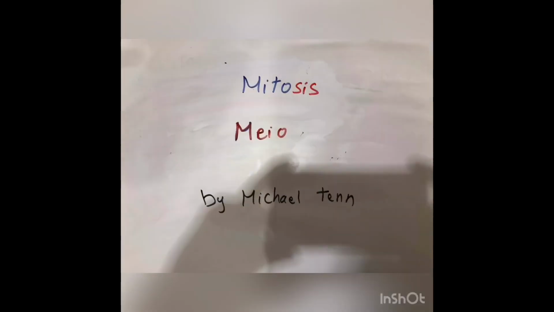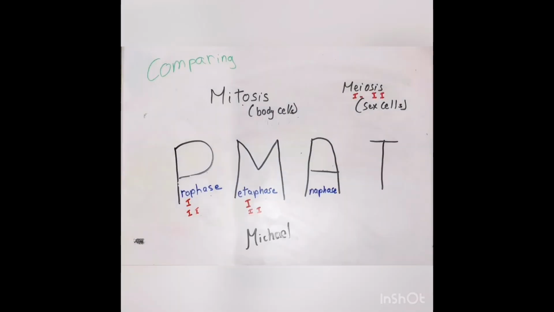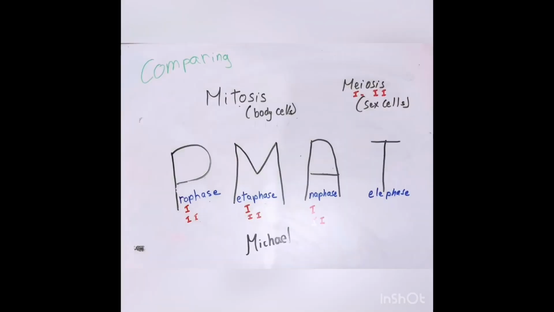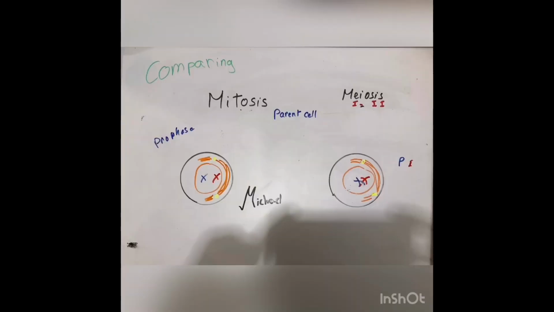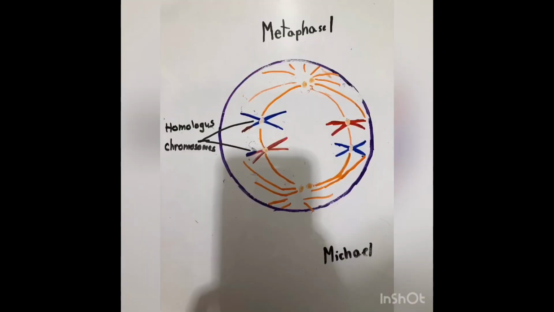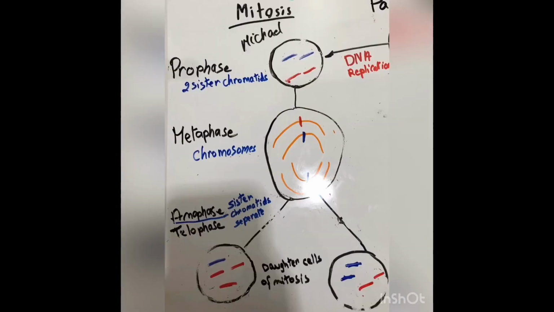Mitosis and meiosis use the same steps for cell division, like prophase, metaphase, anaphase, and telophase. I will refer to them as 1, 2, 3, and 4. First, in mitosis, 2 sister chromatids are formed, and homologous chromosomes are crossing over in meiosis. In mitosis, double chromosomes line up, while in meiosis, chromosomes line up as homologous pairs.